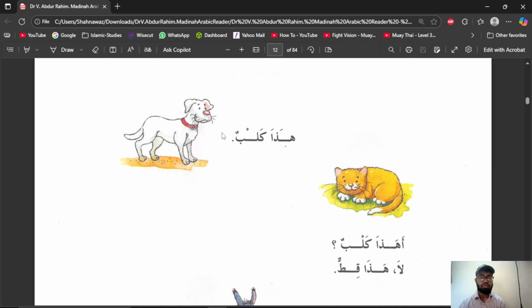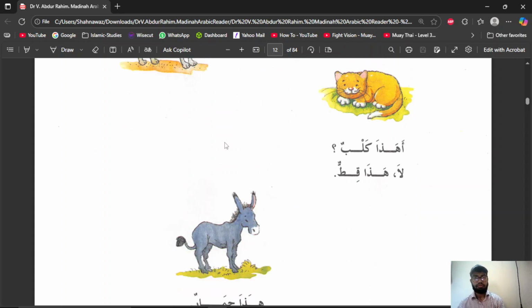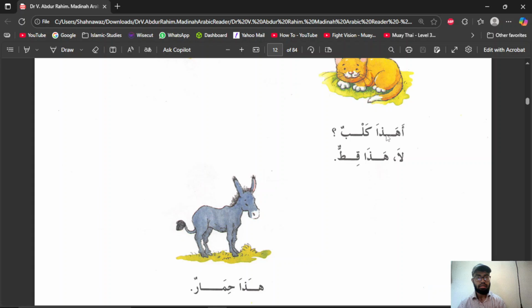Hada kalbun. This is a dog. Kalbun means dog. Then we have ahada kalbun, is this a dog? This is not a dog. This looks like a cat, and cat in Arabic is called kittun. So we say la hada kittun. No, this is a cat.